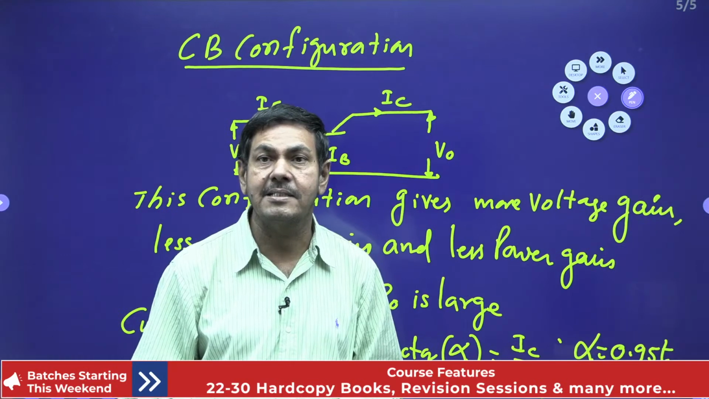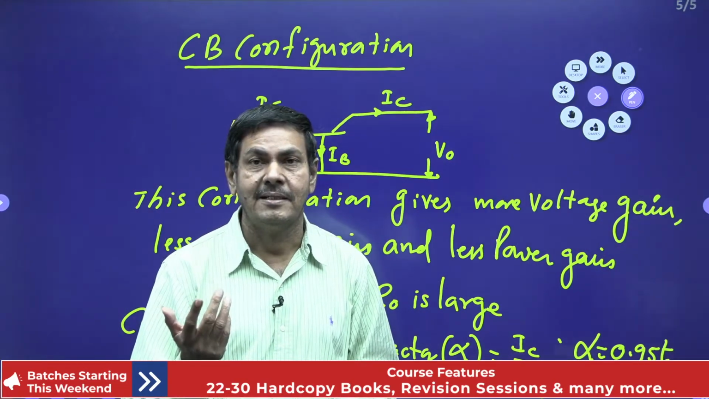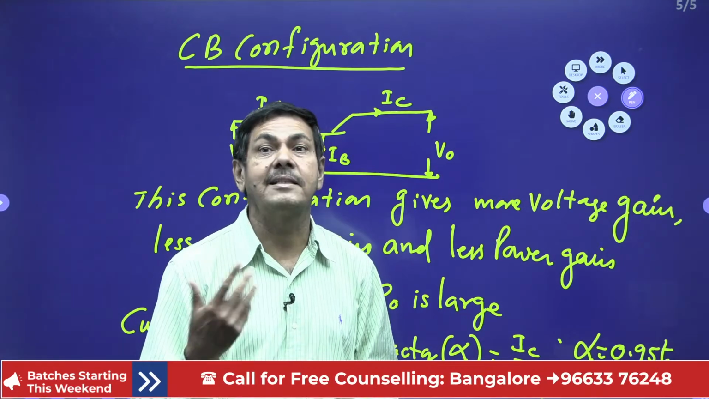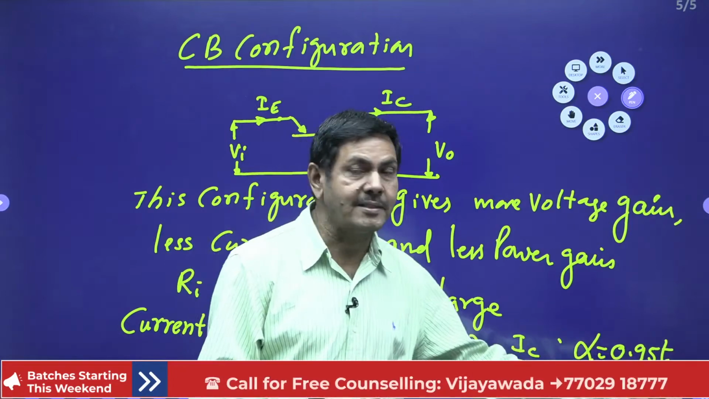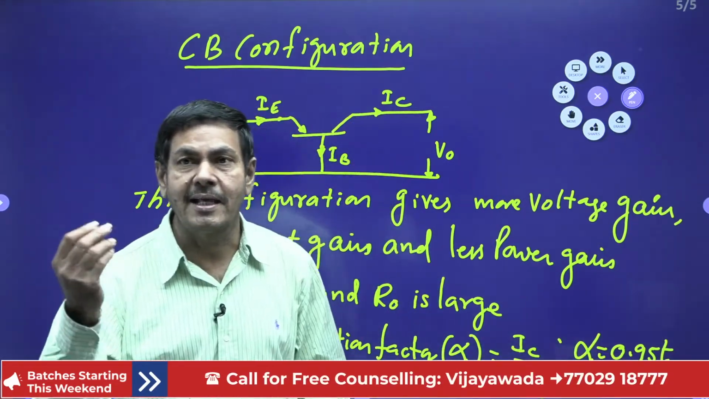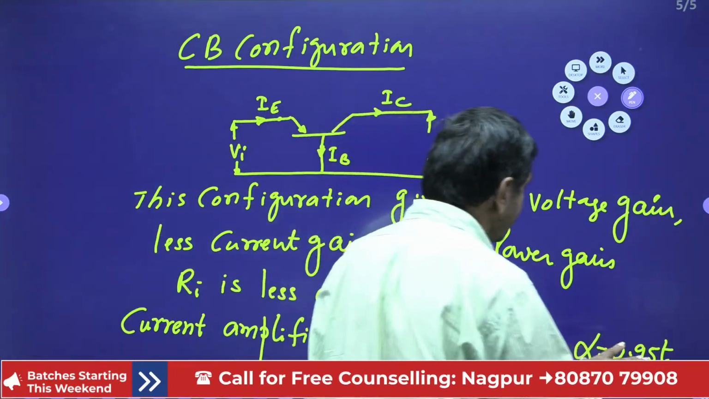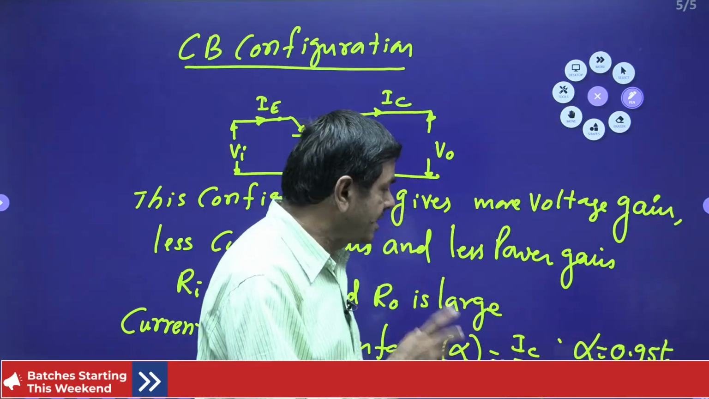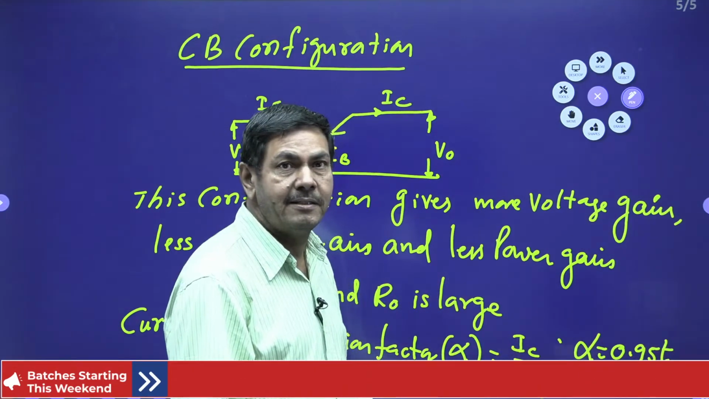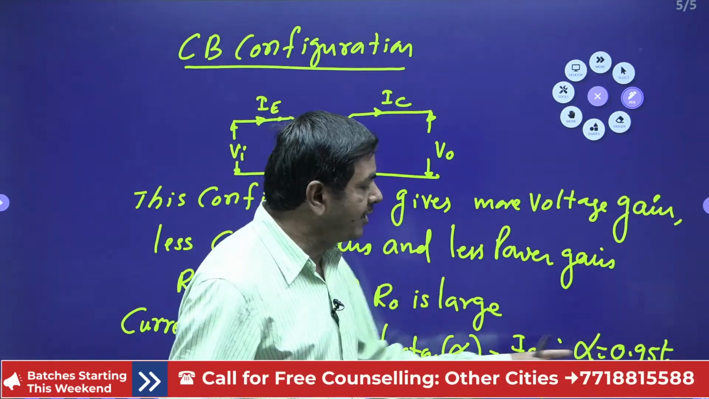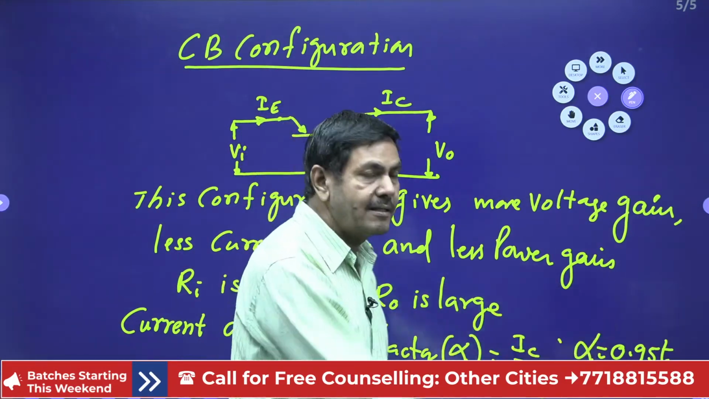The scientists are unable to design the base width less than that value, so we are unable to get 0.9999 or something. Anyhow, we can design a common base configuration with an alpha range of 0.95 to 0.98. This is the general range only.